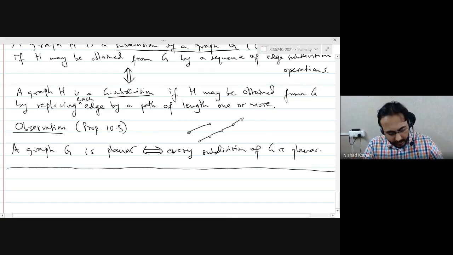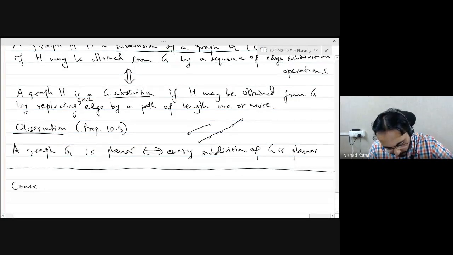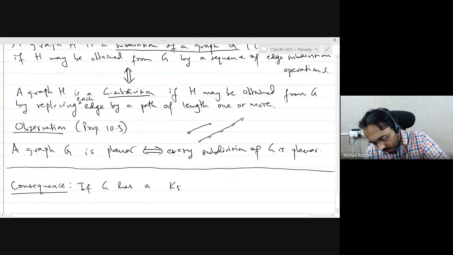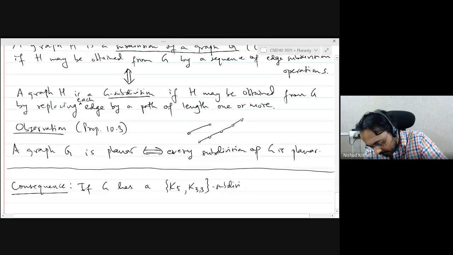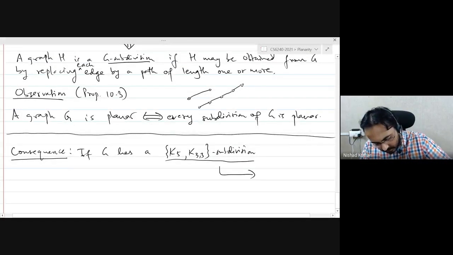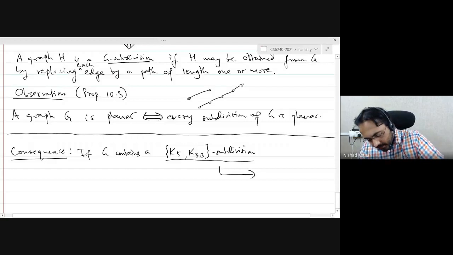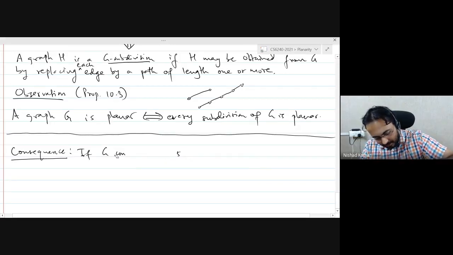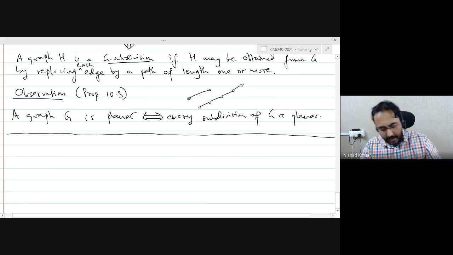Okay, if not, then a quick consequence of what we have proved and observed so far is that if I give you any graph, if G has a K5 or a K33. So what do I mean by this notation? Here I mean, let me put contains. If G contains a K5 or K33 subdivision, maybe I should put one more observation before I jump here. Let's not do this. Let's go back to this drawing.